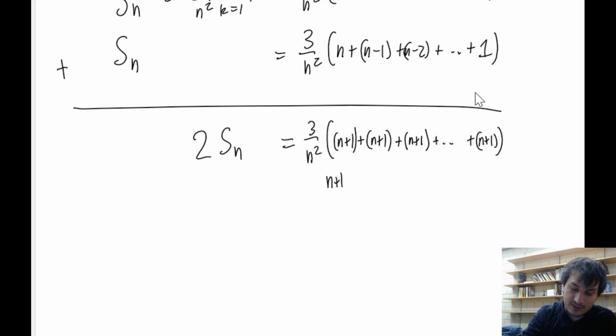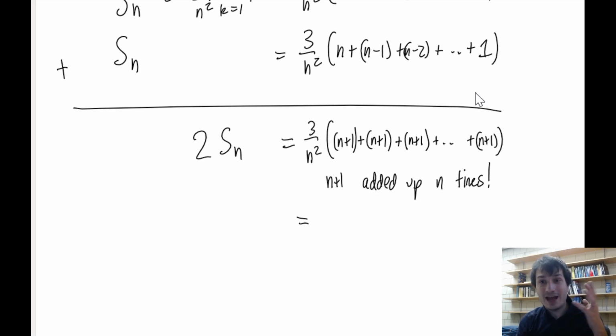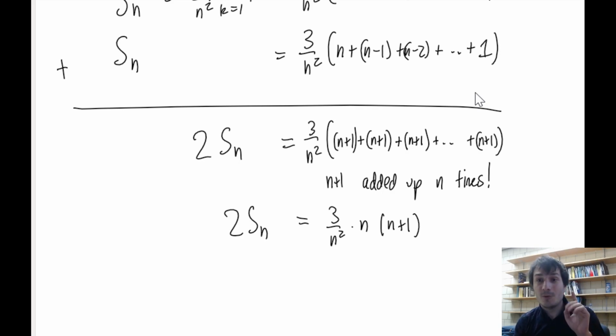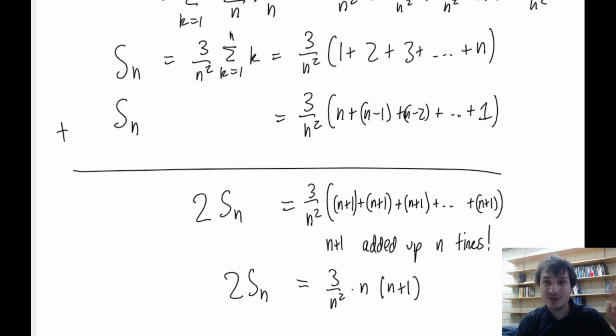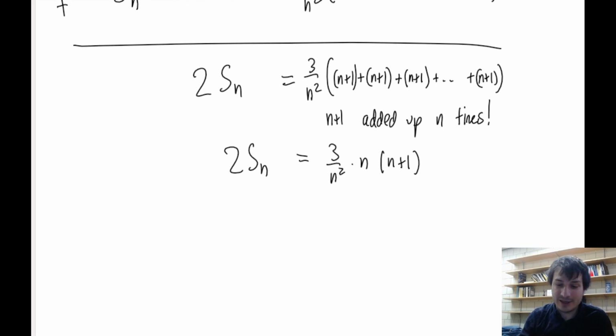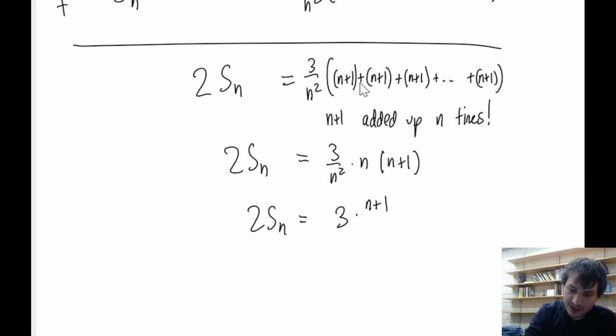n plus 1 added up n times. And what happens if you add up n plus 1 n times? You get the multiplication. So 3 over n squared times n plus 1. So we did the sum. We figured out what Sn was by doing this trick of writing it backwards and adding it to itself. Beautiful trick. Okay, now we can cancel out a little bit. 3 over n squared times n. That's the same thing as saying 2Sn equals 3 times n plus 1 divided by n, or Sn is 3/2 times n plus 1 divided by n.